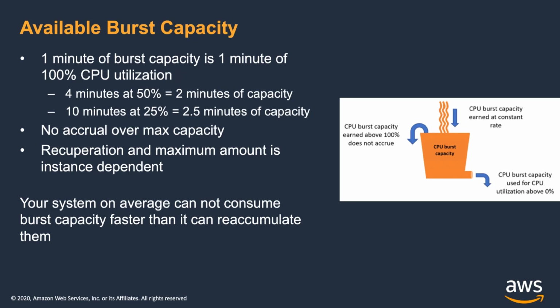The gist is you want to pick a server size that you can burst into, but you're not in a state where you're bursting more than you're recovering on average, right? If you're bursting more than you're recovering, you're eventually going to run out of CPU burst capacity. And what's going to happen is the CPU is going to throttle, and your site's going to slow way, way down. And that is a very common issue that we see customers run into as it relates to burst capacity.